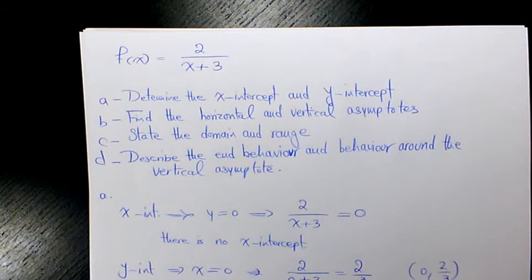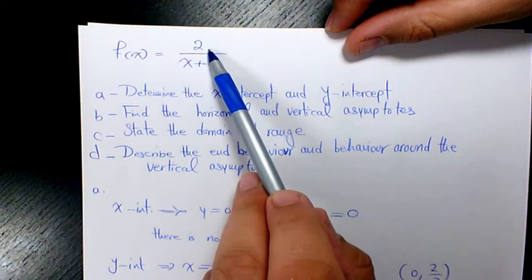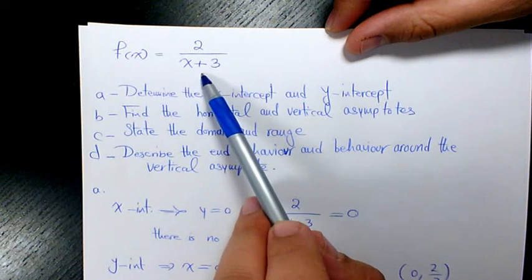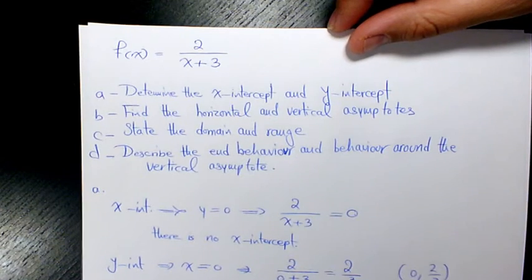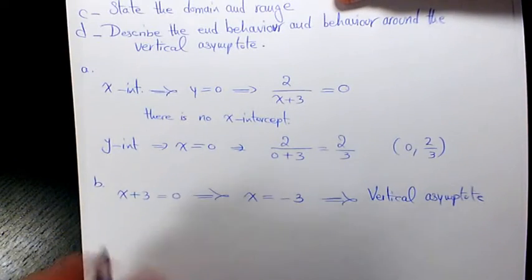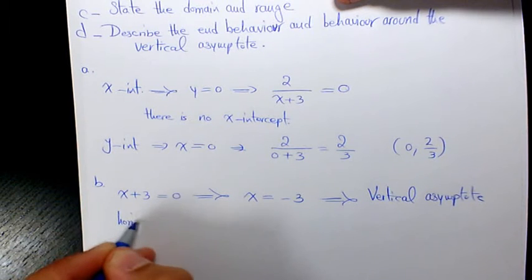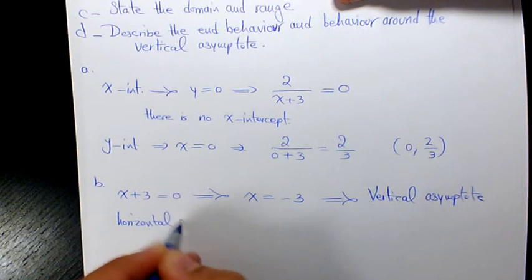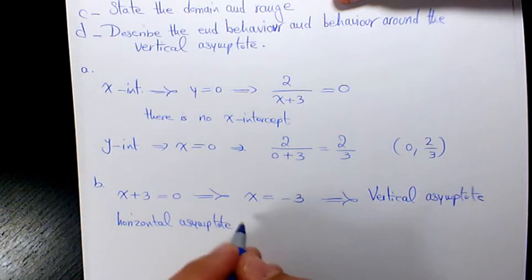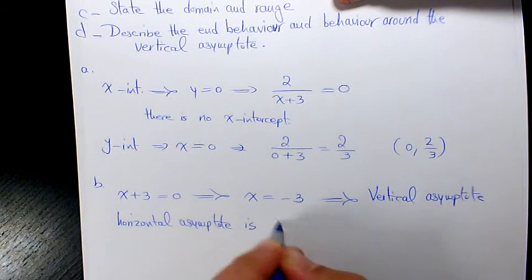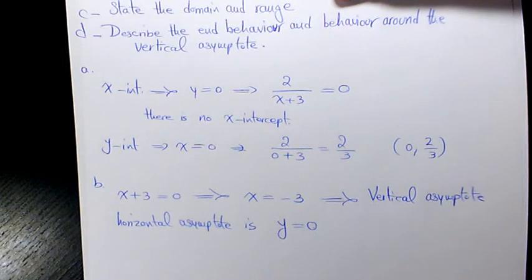What about the horizontal asymptote? When the degree of the numerator is less than the degree of the denominator, then the horizontal asymptote is 0. So the horizontal asymptote is y equals 0.